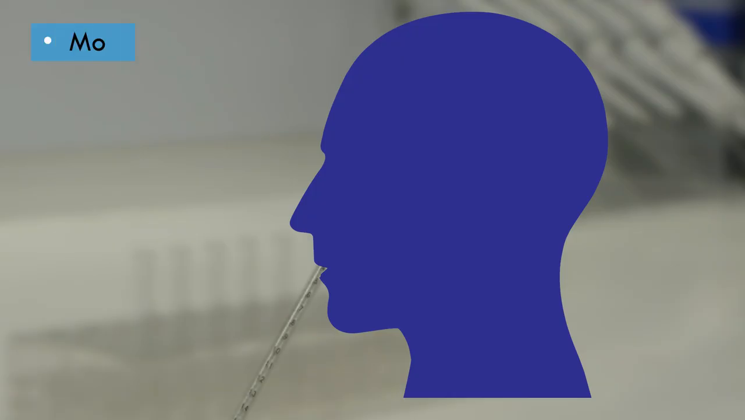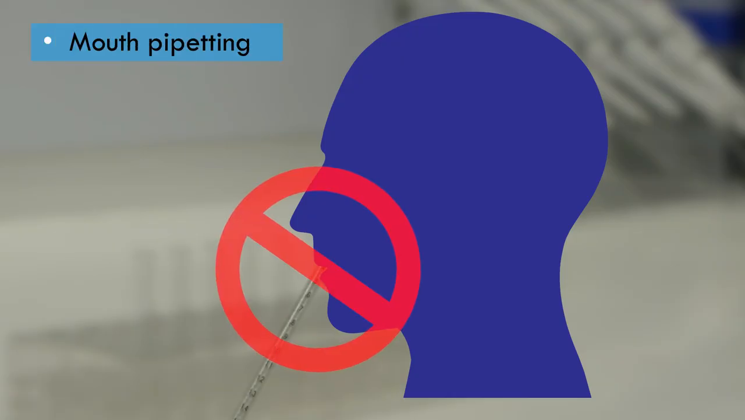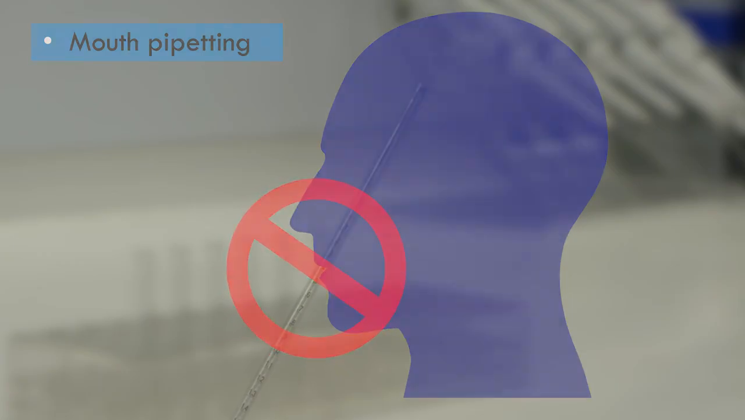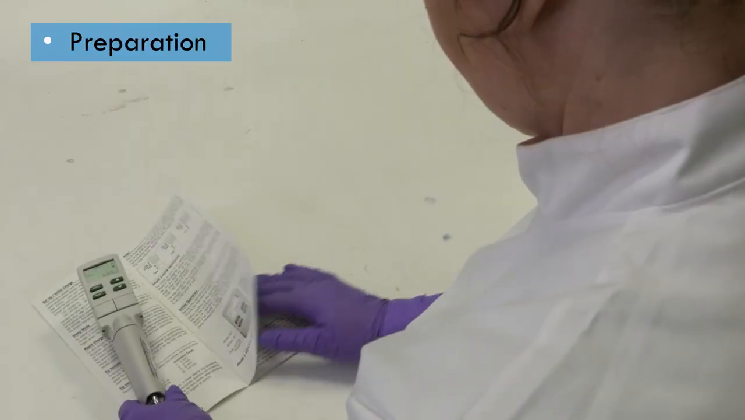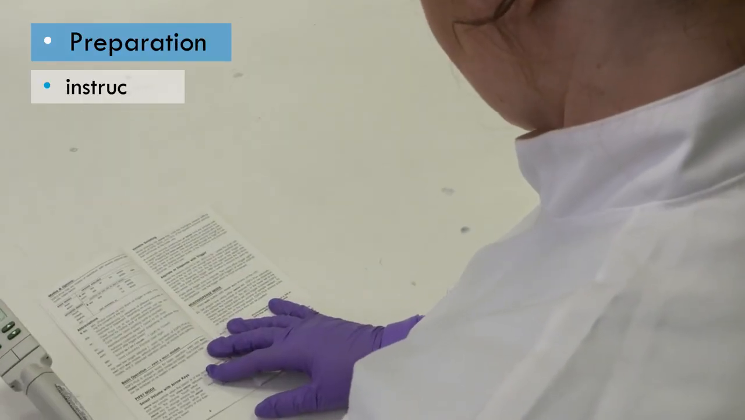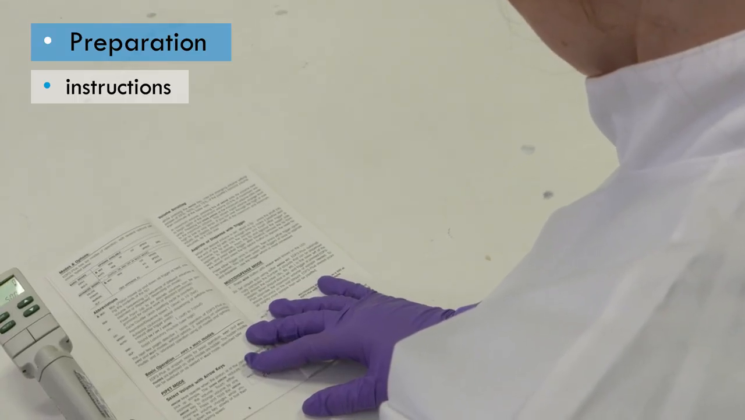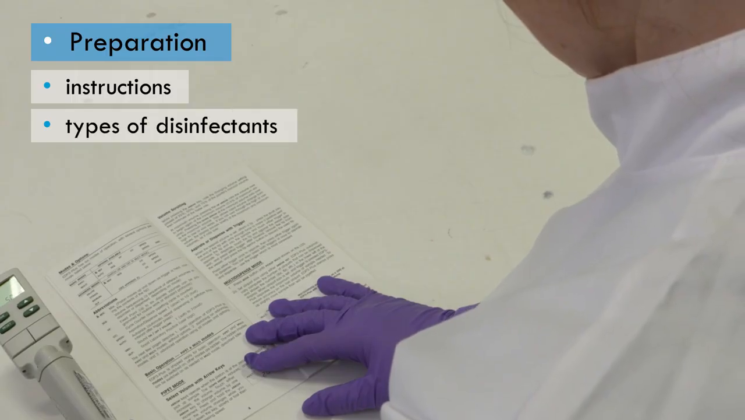It's important to note that mouth pipetting must never be carried out, due to the high likelihood of exposure to the potentially harmful materials being pipetted. Before starting any work, manufacturers' instructions should be read for appropriate use and decontamination procedures, including the different types of disinfectants to be used.